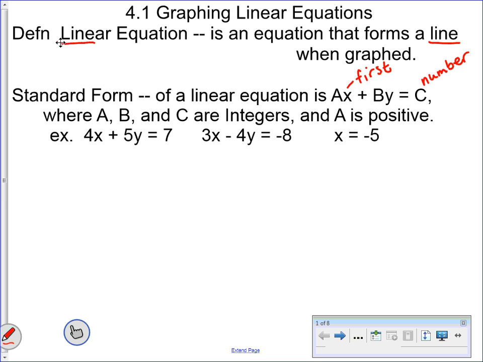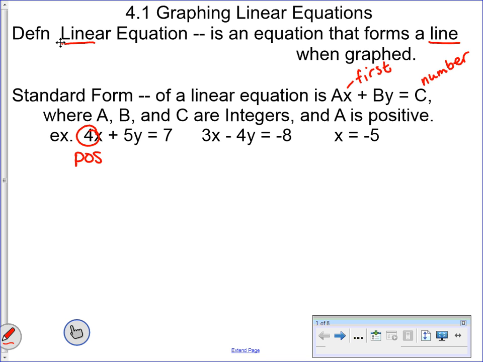Keep in mind, we also have restrictions on the numbers in the problem. There can be no fractions and no decimals in standard form. And the first number always needs to be positive. So if you look at the examples we have here, you'll notice that the 4 is positive. The first number must be positive. We also do not have any fractions or decimals.